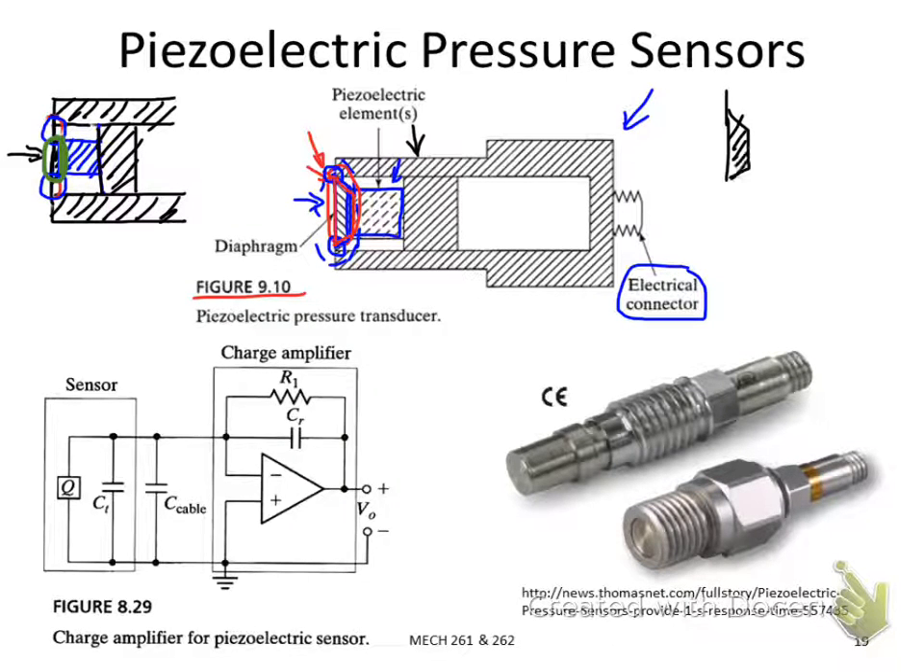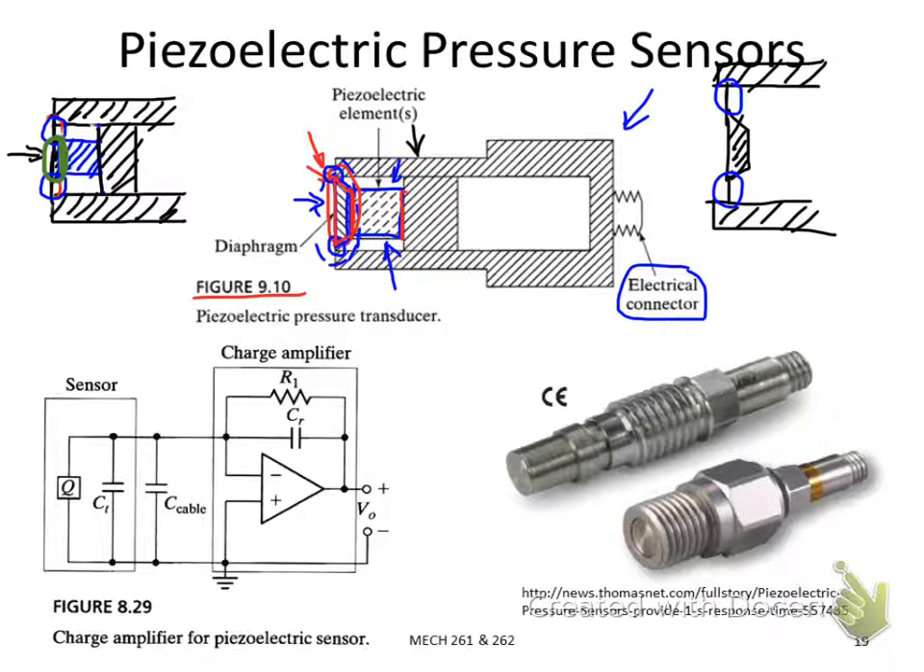So this is your stiff block, and this is your diaphragm, the flexible part of the diaphragm. Once we compress this piezoelectric material, it will generate electric charges on both surfaces, and the charge needs to be amplified and finally converted into a voltage.